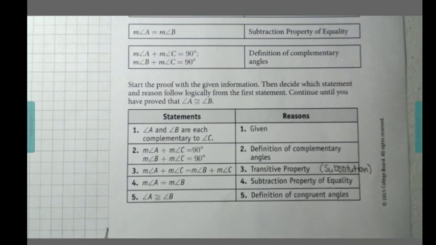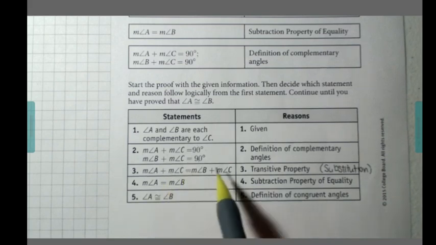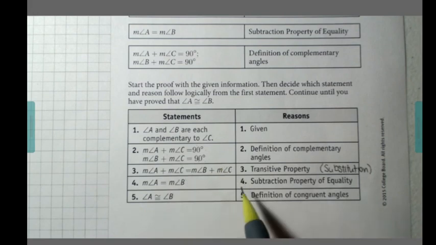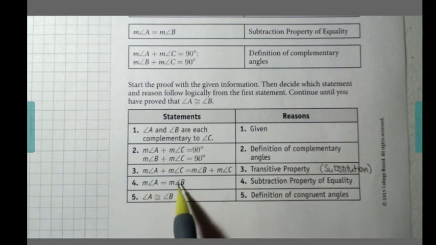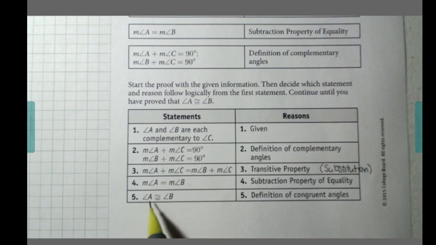Okay. Next, we have the measure of angle A equals the measure of angle B, because suddenly we no longer have this C in here, which means we've done the subtraction property of equality. Lastly, if I know that two angle measures are equal to each other, then I know that the two angles themselves are congruent based on the definition of congruent angles. On to your debriefing.